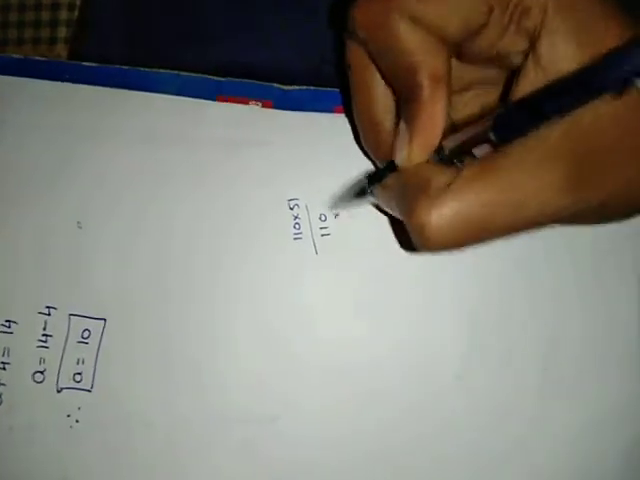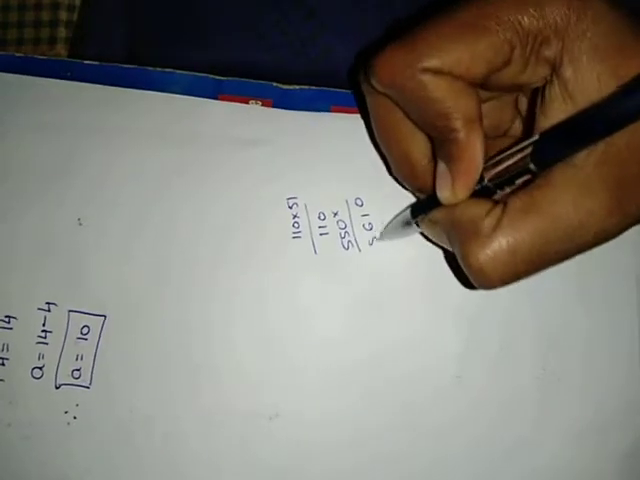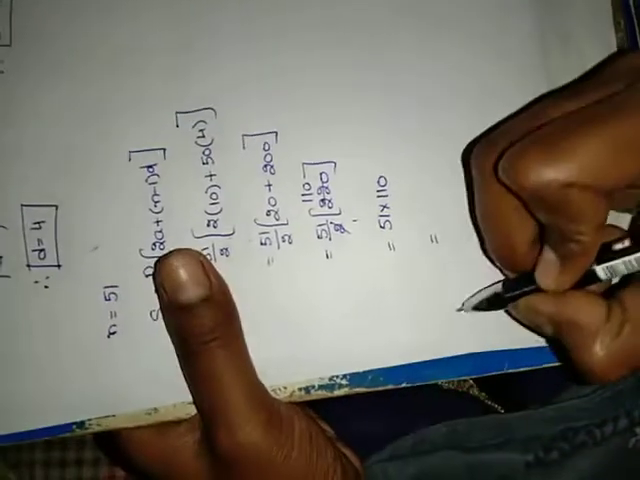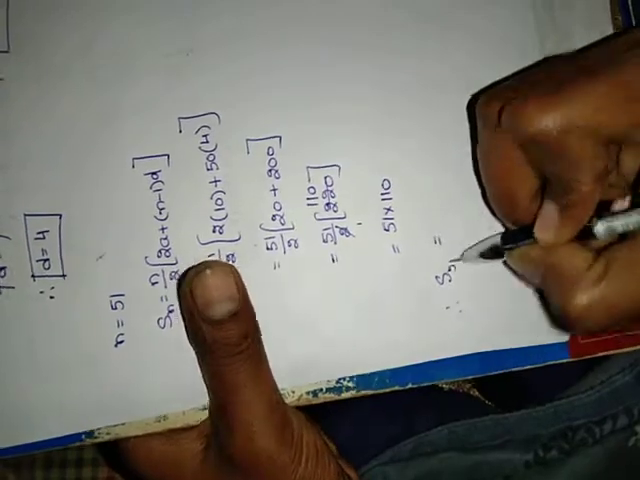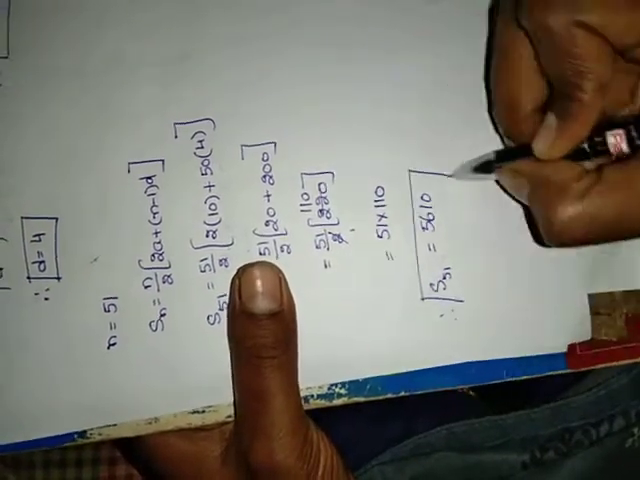Multiply this. 110 into 51. 5 0s are 0. 5 1s are 5. 5 1s are 5. 5610. Therefore S51 equals 5610. That's all. Problem is over.